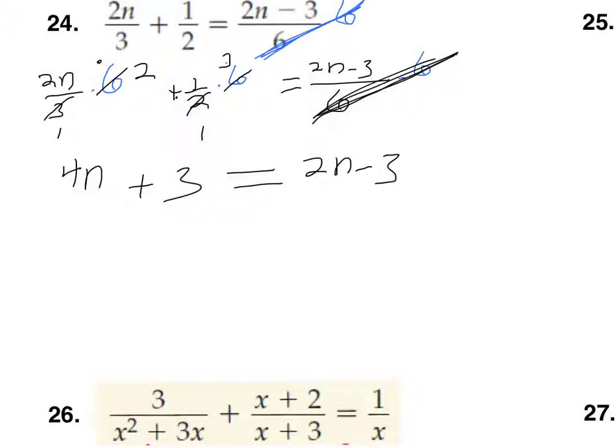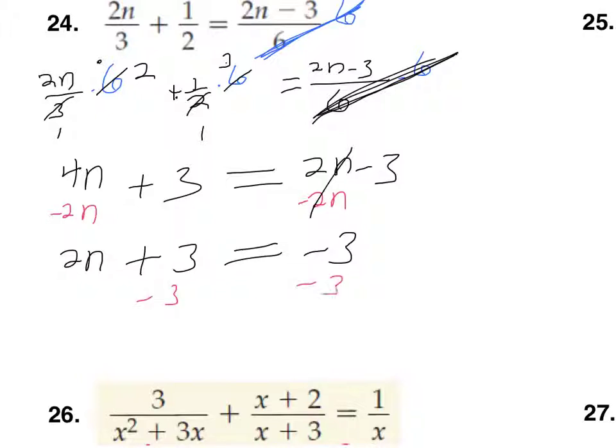All right, I'm going to move the 2n over by subtracting it. And so I'll have 2n plus 3 equals negative 3. And then I'm going to subtract 3 from each side. So I'll have 2n equals negative 6. And then divide by 2. And we'll get our answer of negative 3.